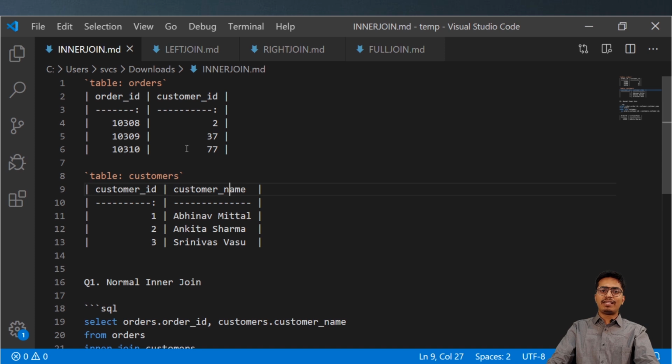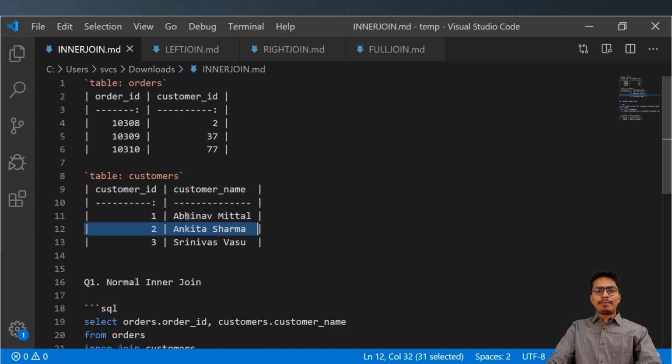The customer ID column, which means if you look at this row here, the order ID 10308 belongs to customer ID 2. In the other table, for customer ID 2, we can find out that the name is Ankita Sharma. So joining these two tables effectively means finding out which rows from the first table can be joined with rows in the second table. That's as simple as it gets.